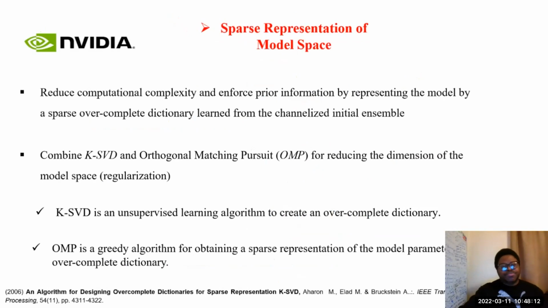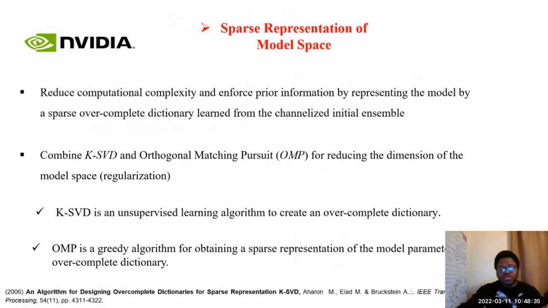So now, another thing that I played around with was combining KSVD and orthogonal matching pursuit. Dimensionality reduction is an inverse problem; you want to make it less ill-posed. There are other methods that could be used: discrete cosine transform, singular value decomposition, principal component analysis. But here, I use the KSVD and orthogonal matching pursuit.